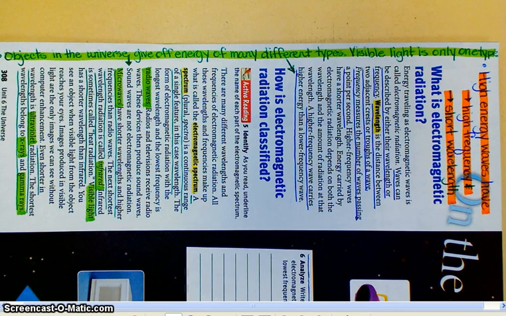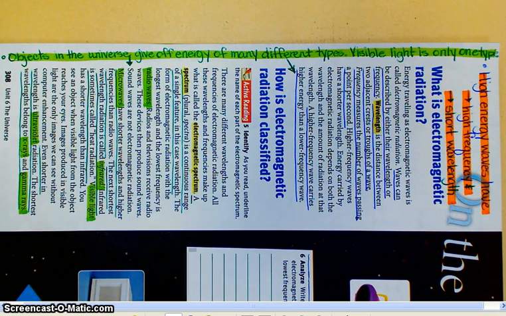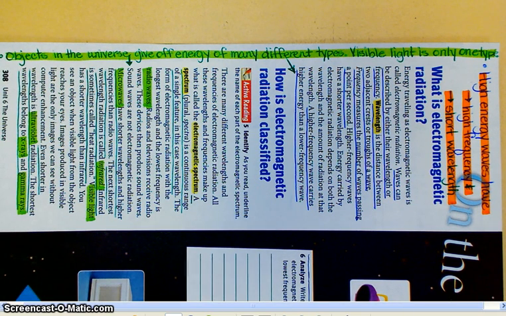We have a star in our solar system, the sun, which gives off a lot of visible light. That's what we perceive with our eyes, but it also gives off a variety of other types of radiation.